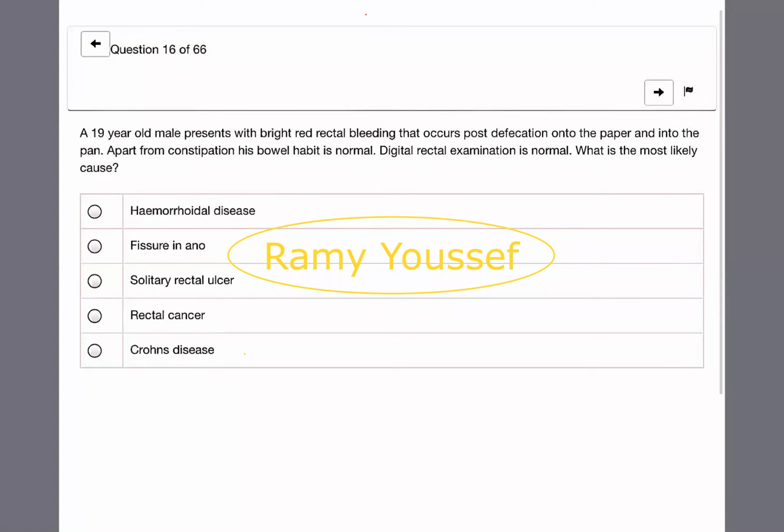Crohn's disease will not come with rectal bleeding, will not come with bright red bleeding. It will come with diarrhea, with mucus, loss of weight, and other scenarios, and sometimes pruritus ani, and not the rectal bleeding. The only painless rectal bleeding in a young patient is hemorrhoidal disease.